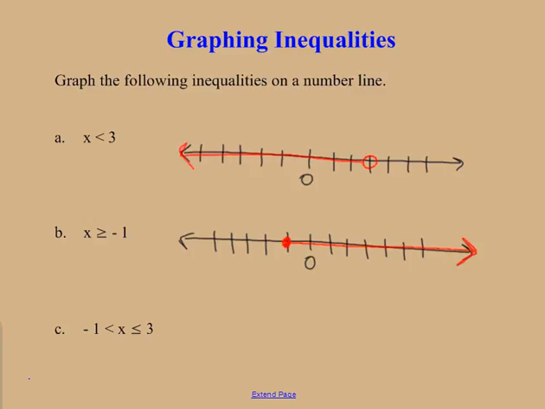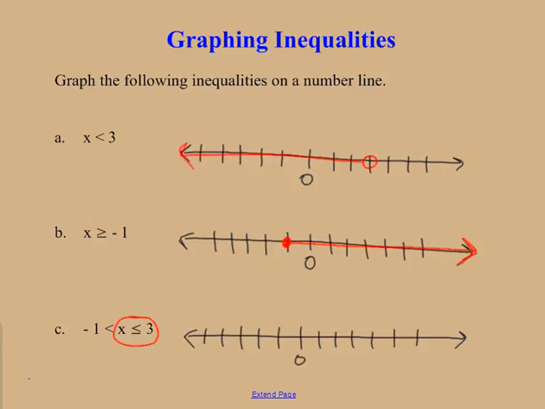Finally, in part C, draw our number line. And the inequality in part C reads x is less than or equal to 3 and greater than -1. Whenever you read an inequality that looks like part C, we read the inequality from the inside out. So we always start with the x. On the right side we have x is less than or equal to 3. So let's start by graphing that.